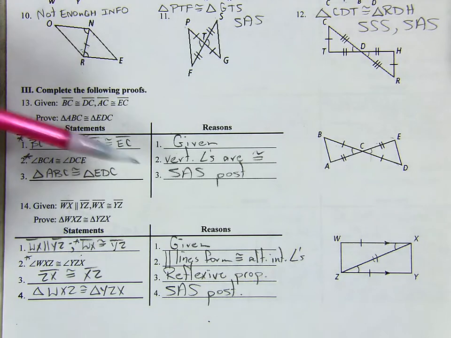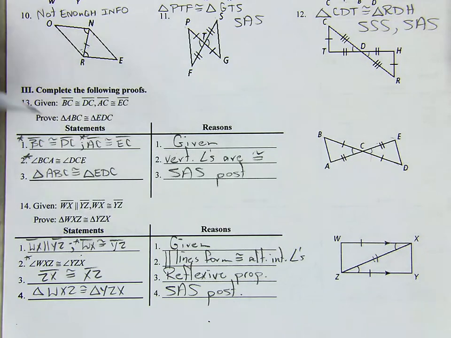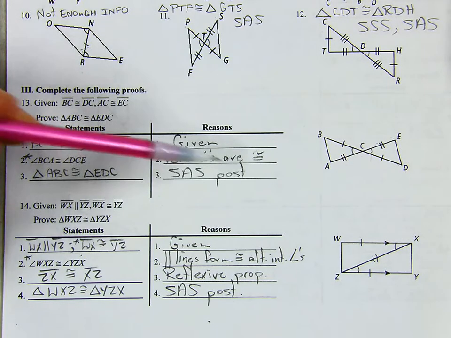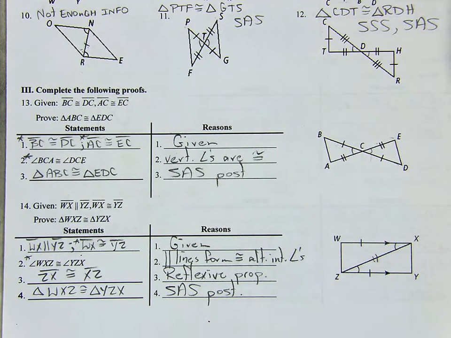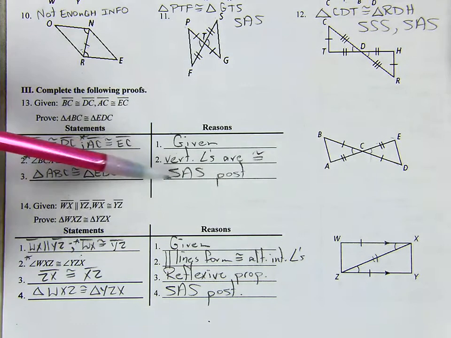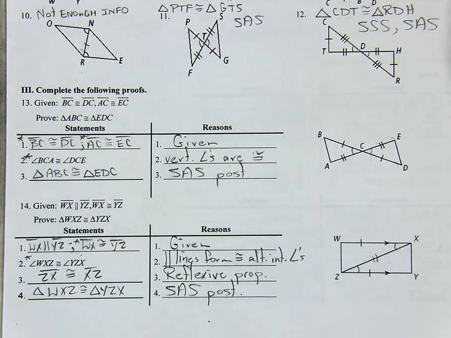See, this was a theorem called the vertical angle theorem. That's the only other acceptable reason here. If you put vertical angle theorem, I think it's easier just to put vertical angles are congruent than write vertical angle theorem. And then these 2 triangles were congruent by side, angle, side. So you had to put that in, side-angle-side postulate.